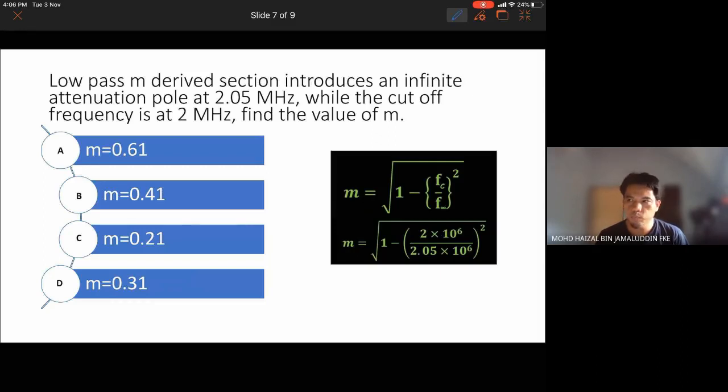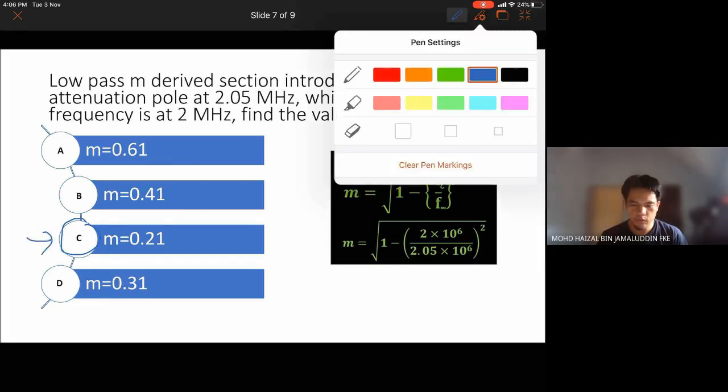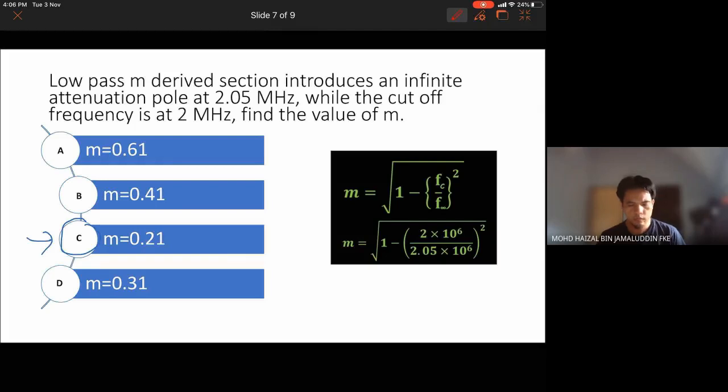Since omega is 2 pi f, we can replace omega c with fc and omega infinity with f infinity. So we just include the value of the frequency, and finally I think the answer will be 0.21 if I'm not mistaken. Anyway, you can calculate it yourself. Oh, I think maybe 0.6. Okay, so you need to calculate it yourself.